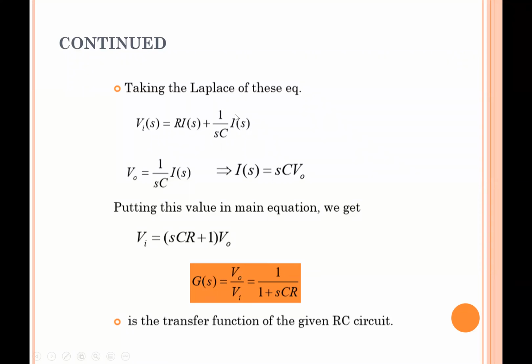This expression, because it is in terms of Laplace, the expression that you are going to get is in terms of S, and this S indicates the function that you have got: V naught upon Vi is equal to 1 upon 1 plus S into CR. This kind of expression is called a transfer function. If you have to define it, you can define it as the ratio of Laplace of output to the Laplace of input.